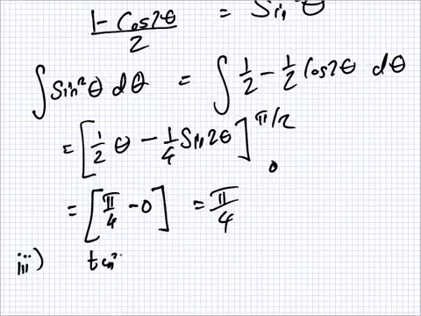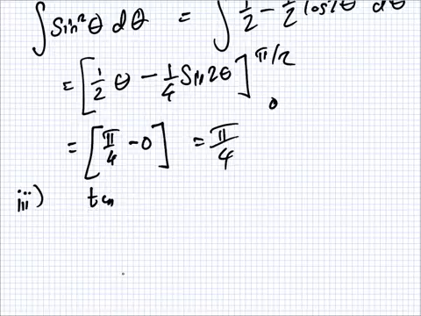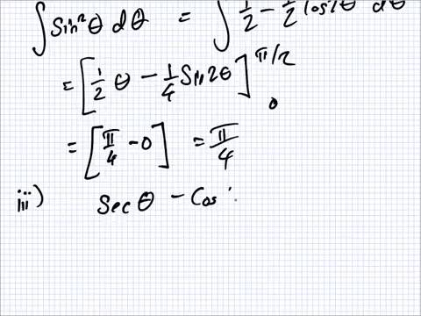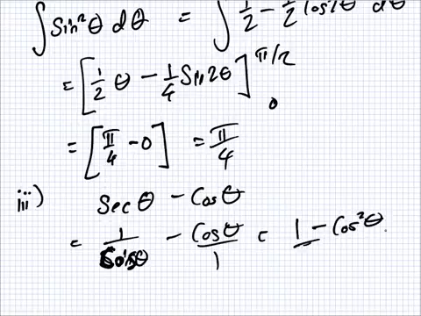3. Show that tan squared theta over sec theta equals that thing they have there. I think I'll start on the right. Sec theta minus cos theta equals 1 over cos theta minus cos theta over 1. Sec is 1 over cos. Yes. Which is 1 minus cos squared theta over cos theta.